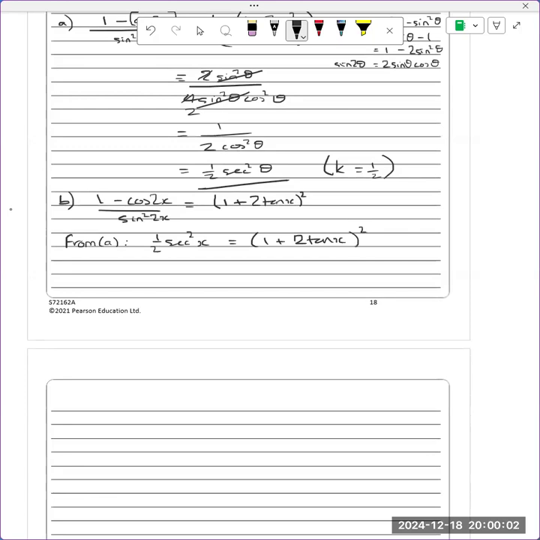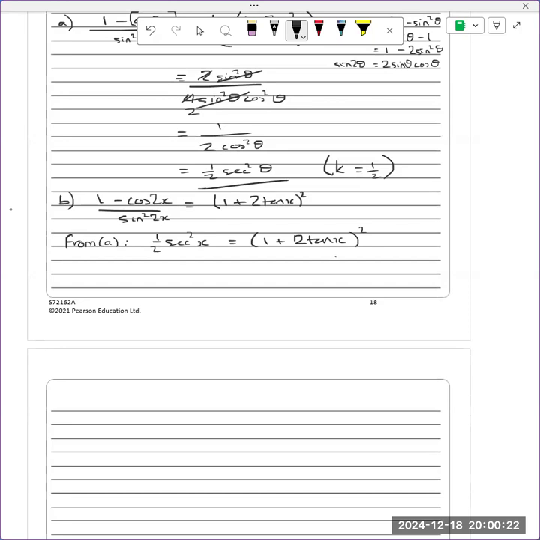Now, where do we go from here? Well, what we need to recognize is that on the right-hand side, we've got a quadratic in tan. On the left-hand side, we've got a sec squared. And at this point, you have to remember one of your trig identities. And if you can't remember them, you have to be able to quickly recreate them.